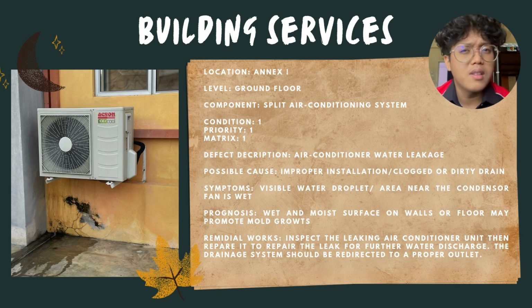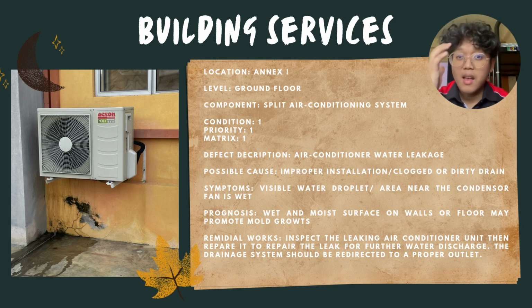The possible cause for this defect is improper installation or a clogged or dirty drain. The symptoms are visible water droplets or the area near the condenser fan is wet. The prognosis is wet and moist surfaces on walls or floor may promote mold growth. As you can see on the wall, there is a little bit of mold started to grow. The remedial work is to inspect the leaking air conditioner unit, then repair the leak to stop further water discharge. The drainage system should be redirected to a proper outlet.